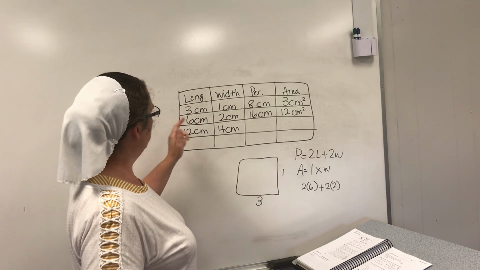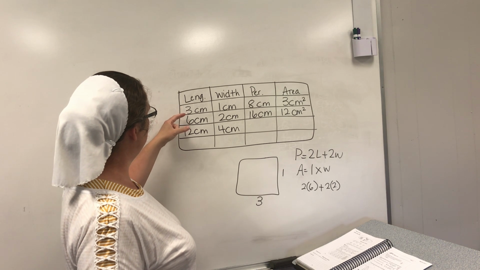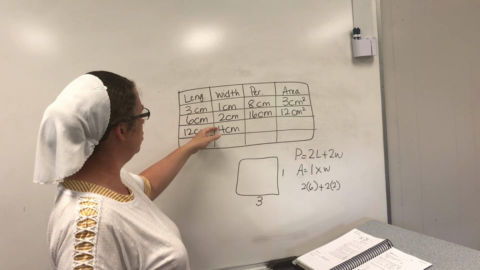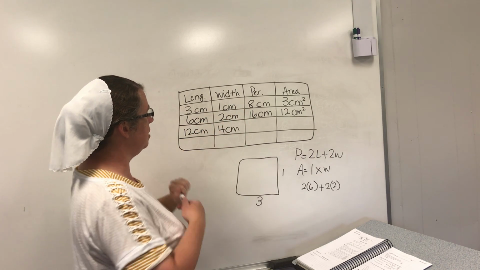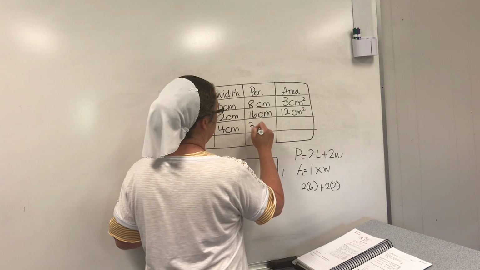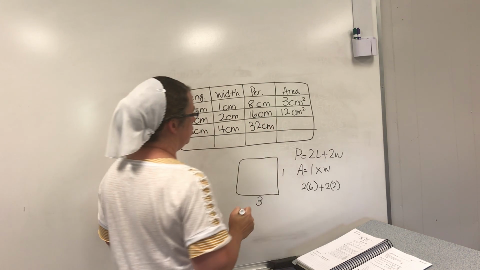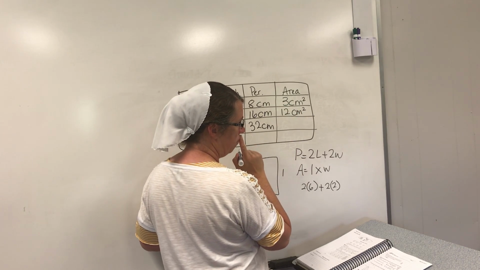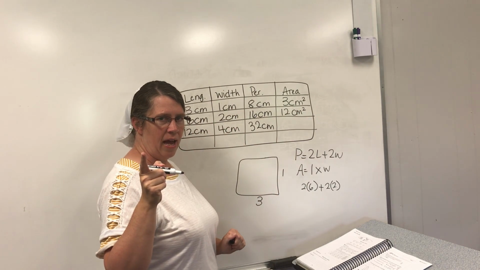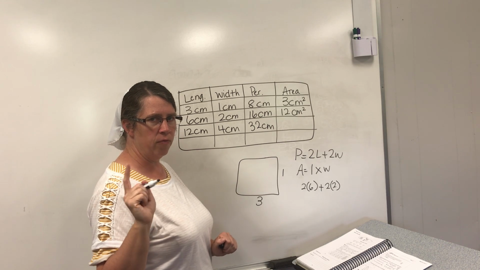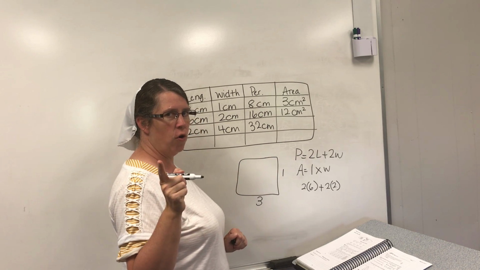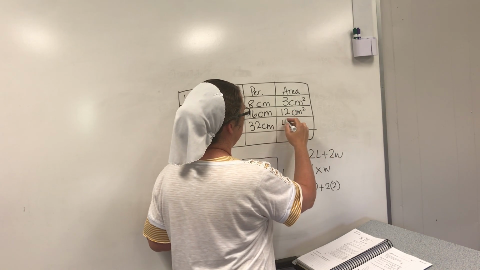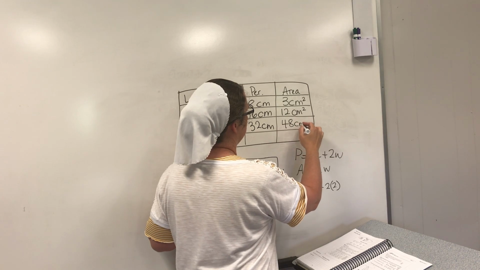Look what happened. 3 times 2 is 6, times 2 is 12. 1 times 2 is 2, 2 times 2 is 4. 8 times 2 is 16, times 2 is 32. 3 times what is 12? Ashley, 3 times what is 12? Delcy says 4, you say 4, so yes. So let's go 12 times 4 is 48 centimeters squared.